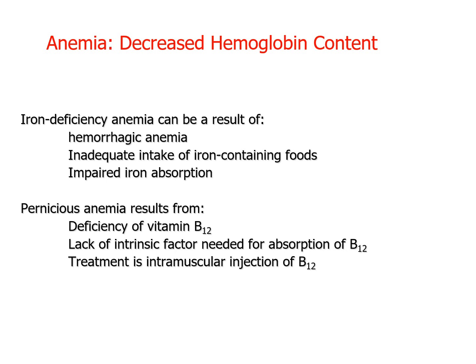Another subgroup of anemia resulting in decreased hemoglobin content would be pernicious anemia, which is a result of deficiency of vitamin B12. Vitamin B12 is absorbed from the gastrointestinal tract only with the presence of a molecule called intrinsic factor. Intrinsic factor is produced in the stomach into the gastrointestinal tract, and it's needed for absorption of B12. Treatment for pernicious anemia is simply intramuscular injection of B12.